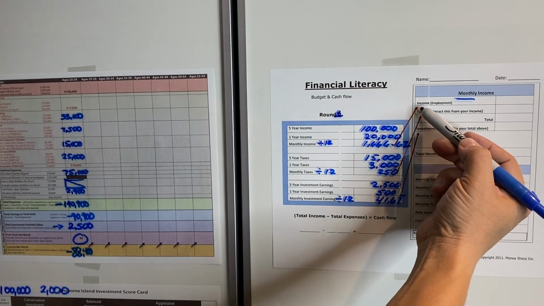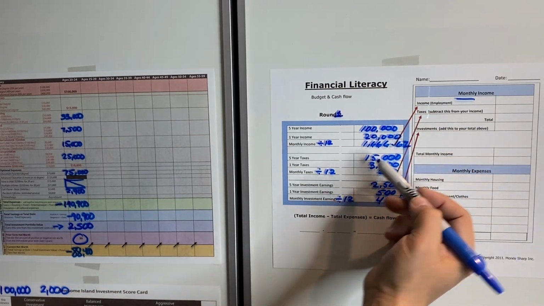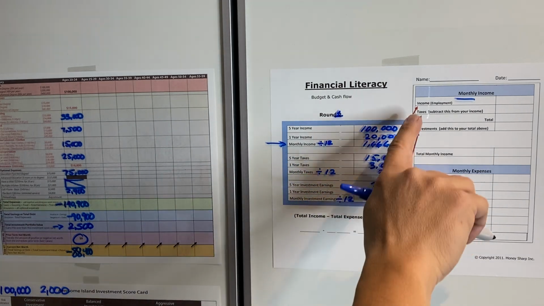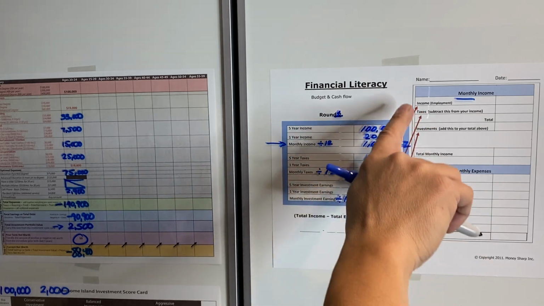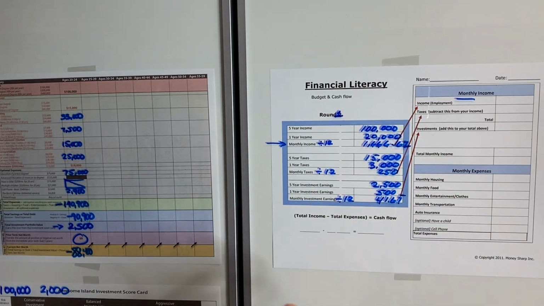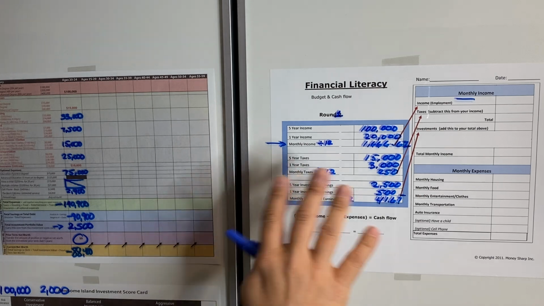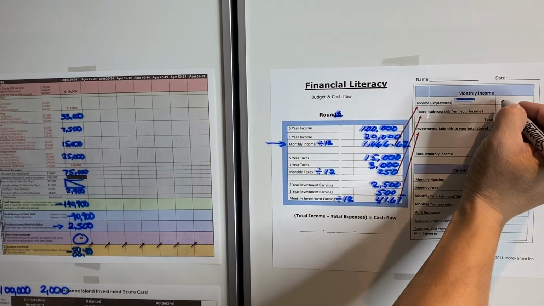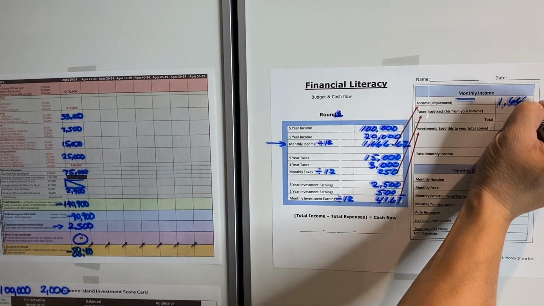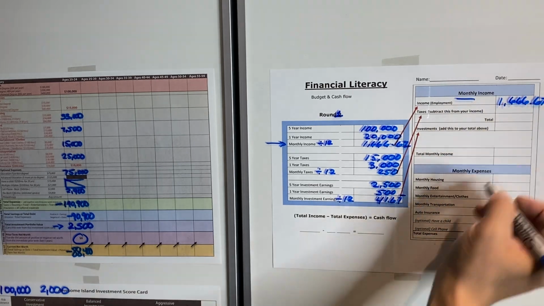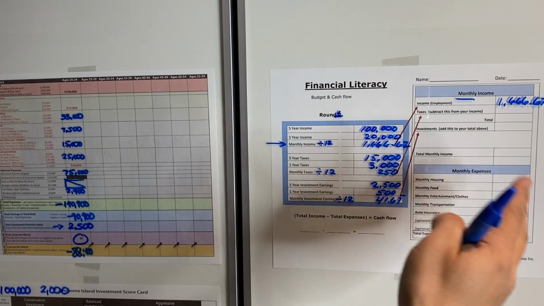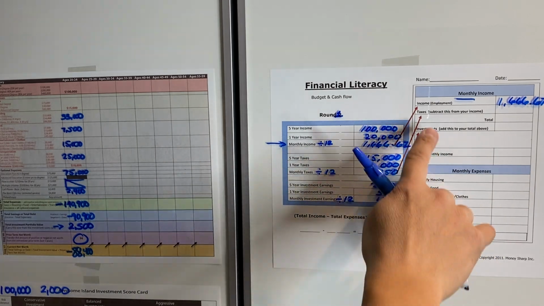So, if I follow the arrow backwards, I can see that this is my monthly income. These 3 arrows won't be here in rounds 3, 4, and 5, so pay close attention. Our monthly income is $1,666.67. Now, we need to subtract our taxes.